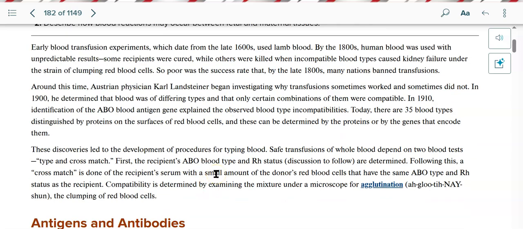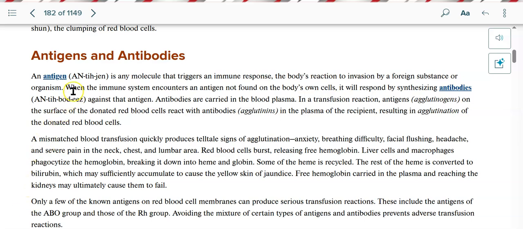Safe transfusions of whole blood depend on two blood tests, type and cross match. First, the recipient's ABO blood type and RH status, which we'll be talking about here in just a few minutes. Cross match is done of the recipient's serum with a small amount of the donor red blood cells that have the same ABO type and RH status as the recipient. Compatibility is determined by examining the mixture under a microscope for agglutination, which is the clumping or gluing together of red blood cells. So the explanation for this lies in antigens and antibodies.